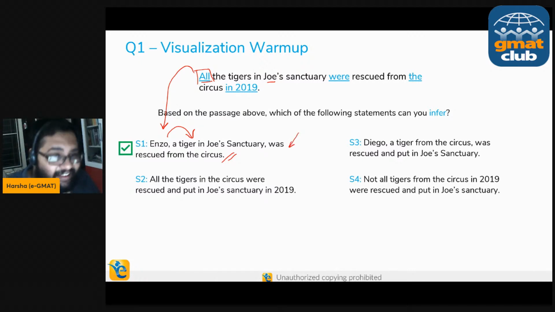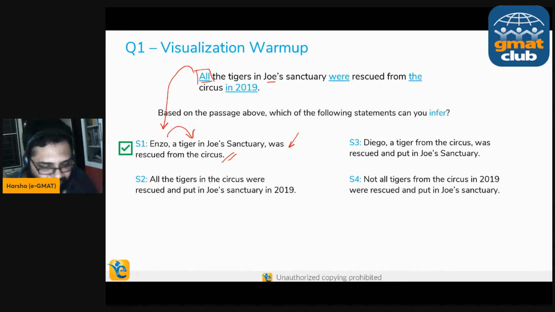This is important because when it comes to answer choice analysis in a full-length GMAT kind of question, these are the same errors that you might make, right? Think, did I have to mention 2019 for statement 1 to be correct? End of the day, it was rescued from the circus, just that it happened in 2019. That does not make statement 1 incorrect, right? Enzo's a specific case. You're right, Pramod, of course. So now let's discuss statement 2.